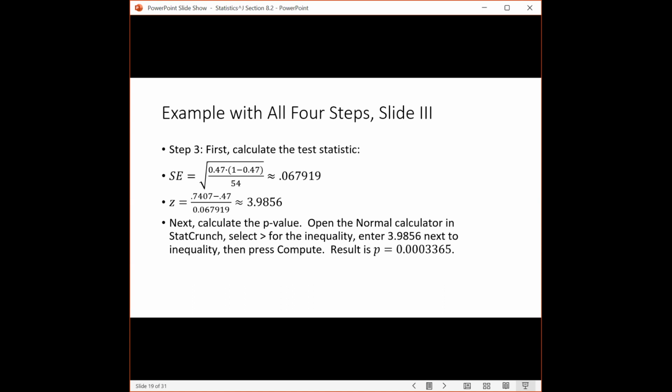4 standard deviations is a large number. It's very far from 0. So our expectation should be that the p-value is going to be very small. All right, so to check on that, we're going to calculate the p-value itself. Open the normal calculator, select greater than. Again, we want to select the inequality in the normal calculator that matches the inequality from the alternative hypothesis. And then enter your z-value, your test statistic, and hit compute. And when you do that, you get 0.003365. That's a very small p-value.